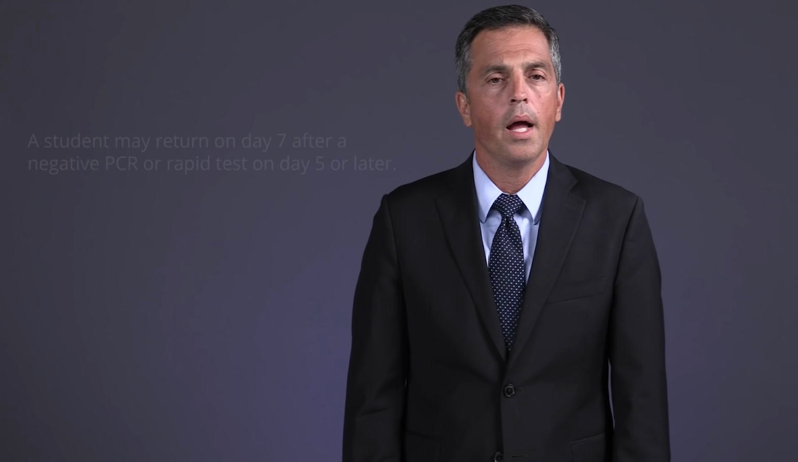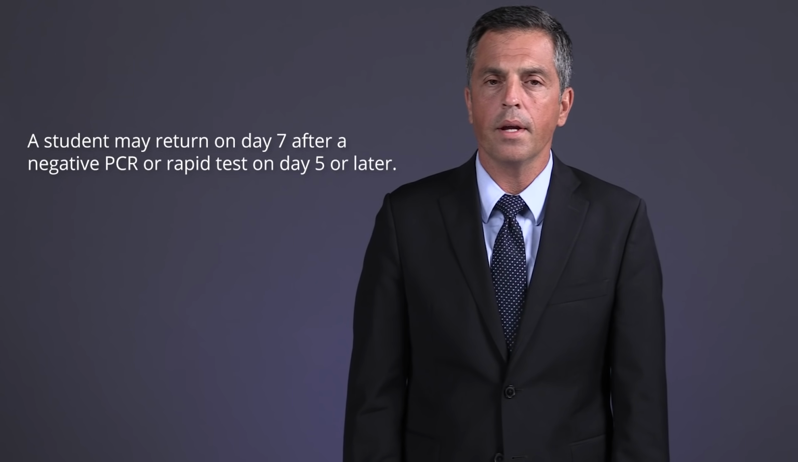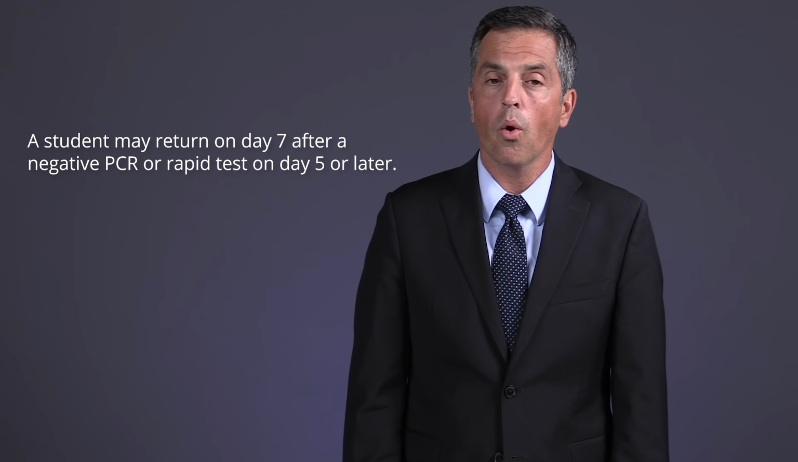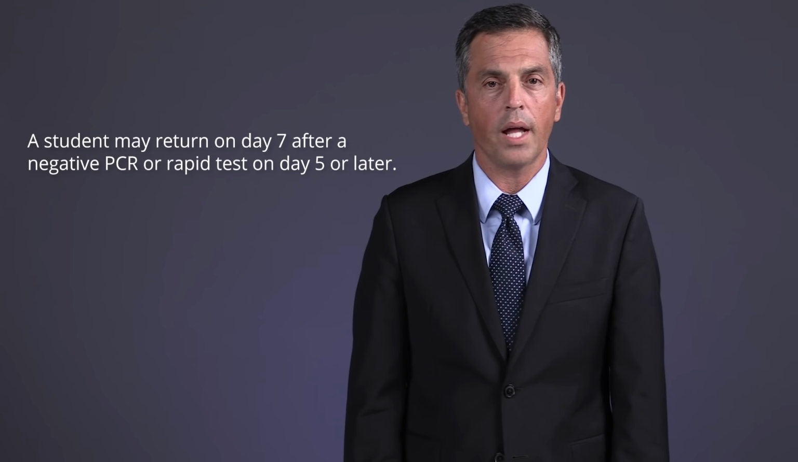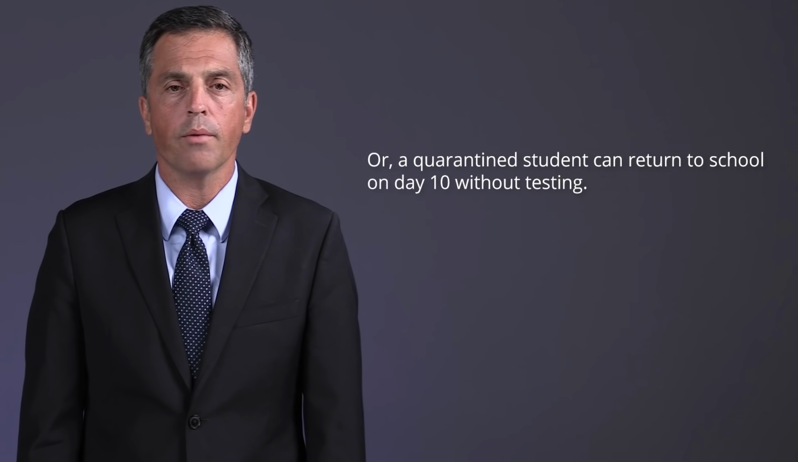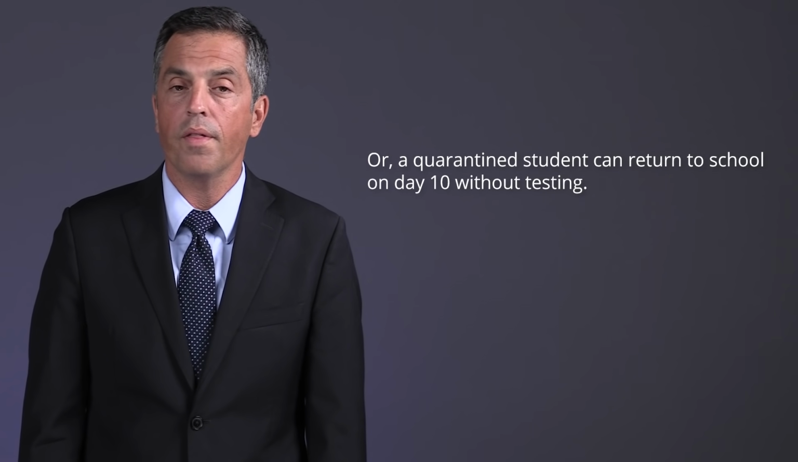If a parent chooses to quarantine their unvaccinated child due to close contact, there are 2 circumstances for the child to return to school. A student may return on day 7 after a negative PCR or rapid test on day 5 or later. Or a quarantined student can return to school on day 10 without testing.